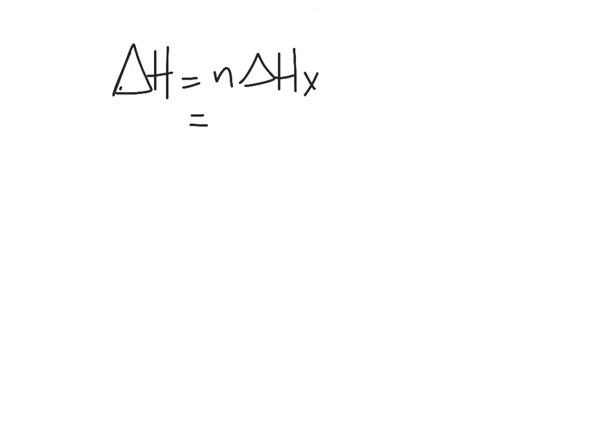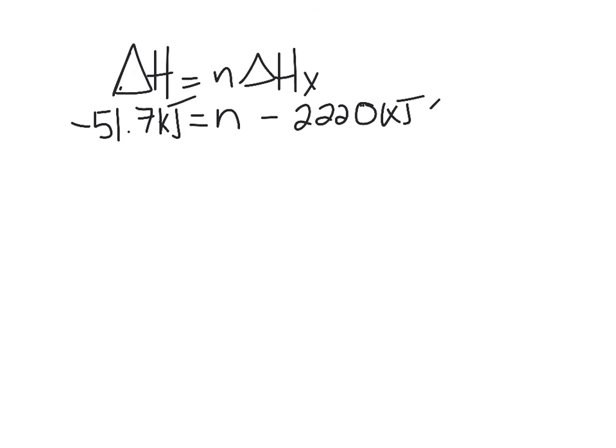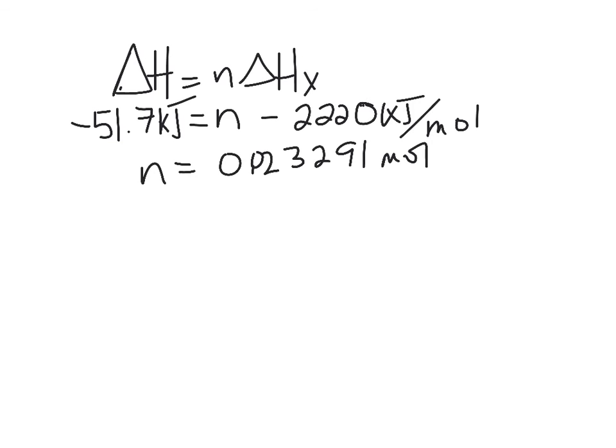We know that this is negative 51.7 kilojoules. Negative, it's exothermic, because we're burning a fuel, they're exothermic. We need to find n. We know this is negative 2,220 kilojoules per mole. So we get a very small number, multiply that by the molar mass, and you've got your mass. So we're doing this backwards.